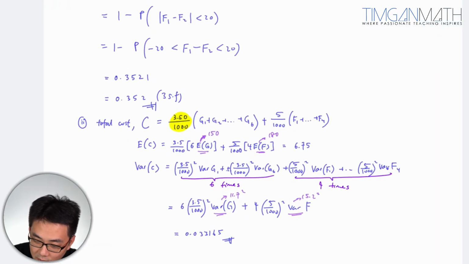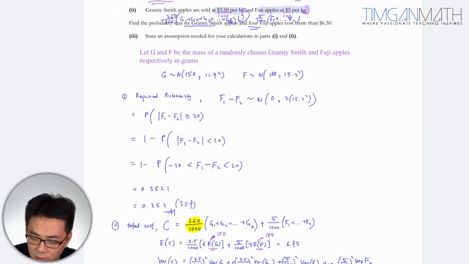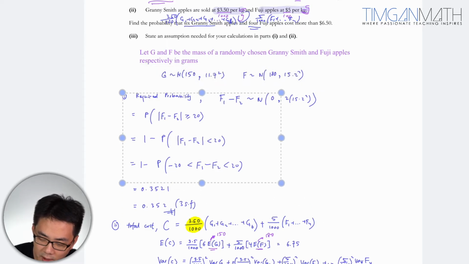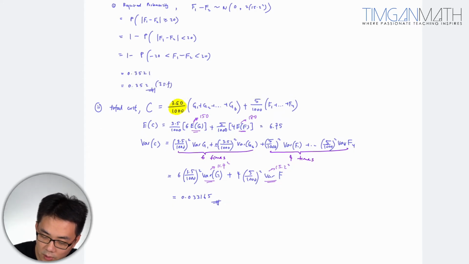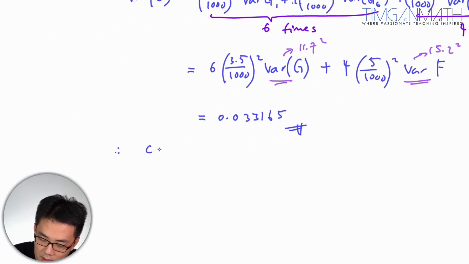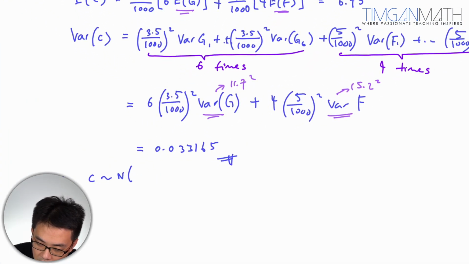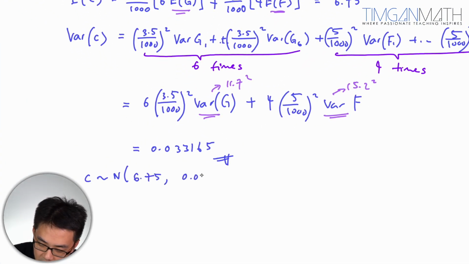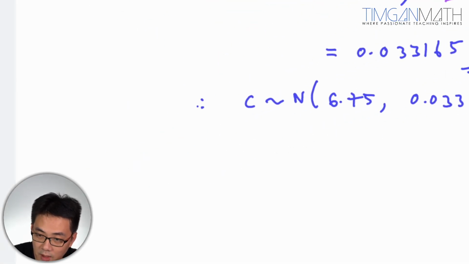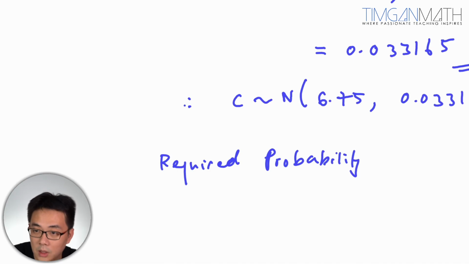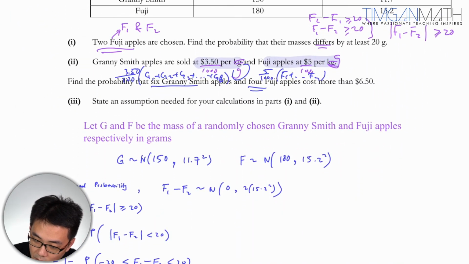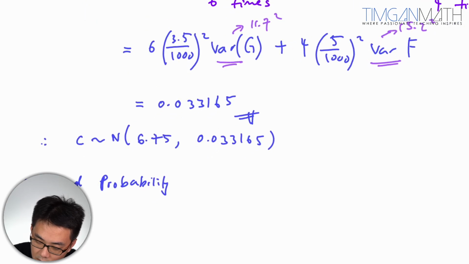Then you know that the total cost here follows a normal distribution. Hence C is normally distributed with mean 6.75 and variance 0.033165. And the required probability you want to find is that it is more than 6.50, so P(C more than 6.50).